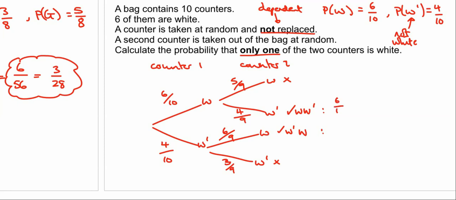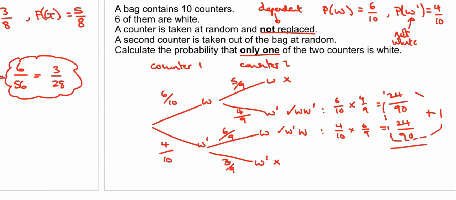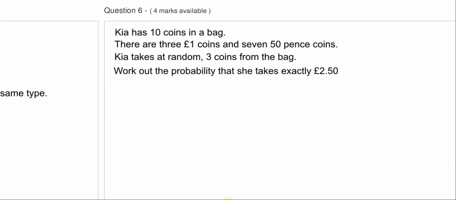So this is going to be 6 over 10 times by 4 over 9, which gets me 24 over 90. And then I'm going to do 4 over 10 times by 6 over 9. Again, that's going to get me 24 over 90. I want to add these 2 now. So that's going to get me 48 over 90. If your heart so desires to simplify that, it's going to be 8 over 15 as the probability of him getting only 1 white counter once he picks 2 out.